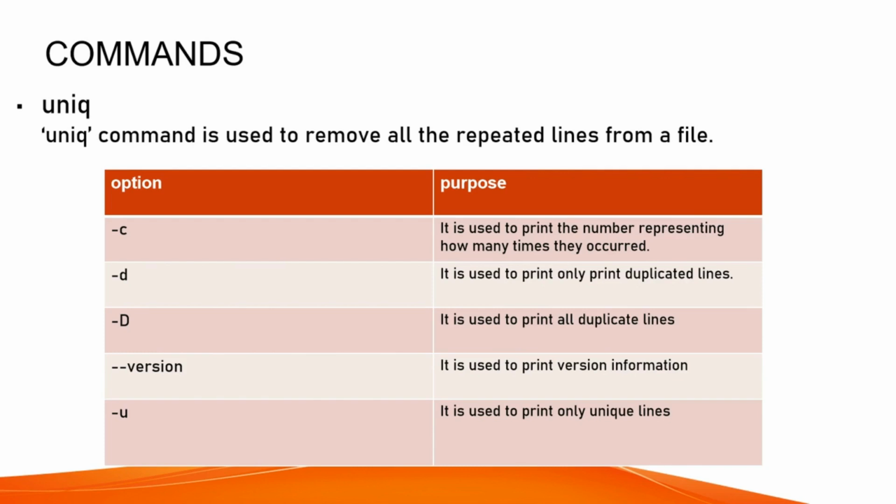-c is basically used to print the number representing how many times that record has occurred. -d is basically to print the duplicate lines, and capital -D is basically to print all the duplicate lines. We will see the difference between these two in the upcoming demo session. Moving to the next one, and important, is -u, which is basically used to print the unique lines.